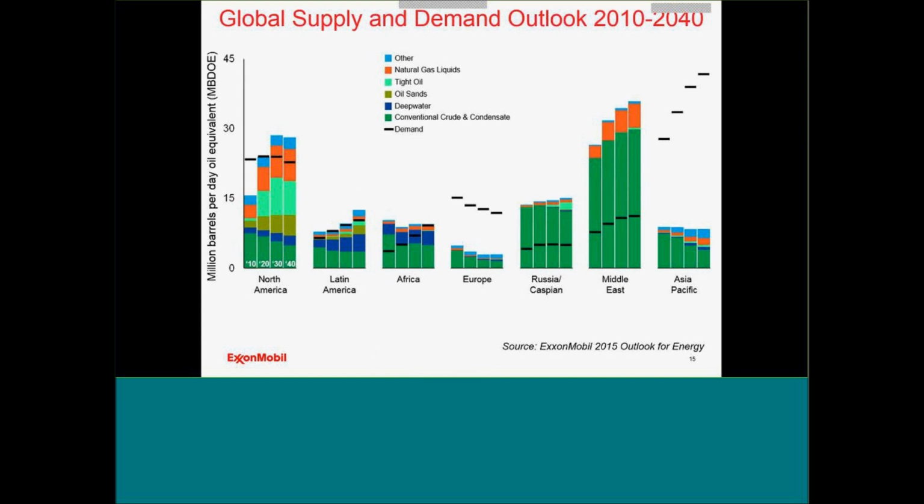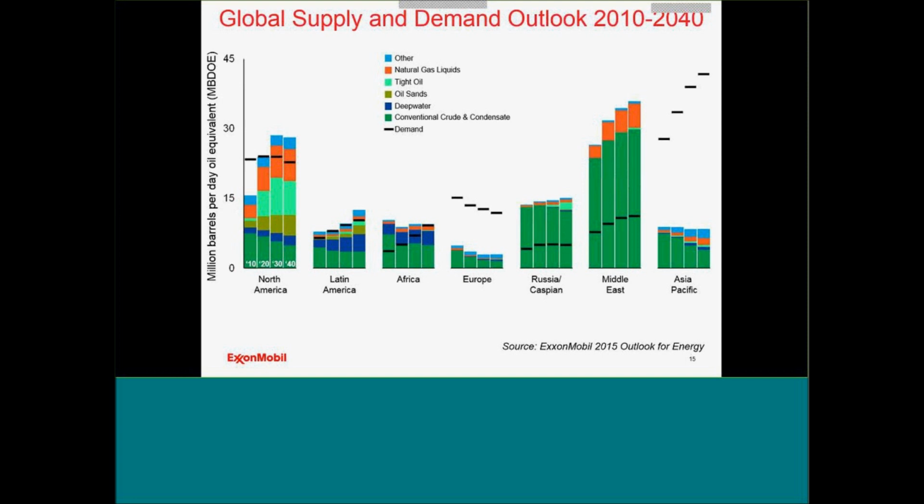Okay, I thought it might be of general interest to provide an outlook on oil supply and demand over the next few decades, and these data are taken from ExxonMobil's 2015 Energy Outlook. So let me quickly try to walk you through this chart. The height of the bars represents oil demand. The colors in the bars represent the various sources of oil supply across the different regions that are listed along the x-axis. And the black horizontal lines represent the corresponding demand in that region.